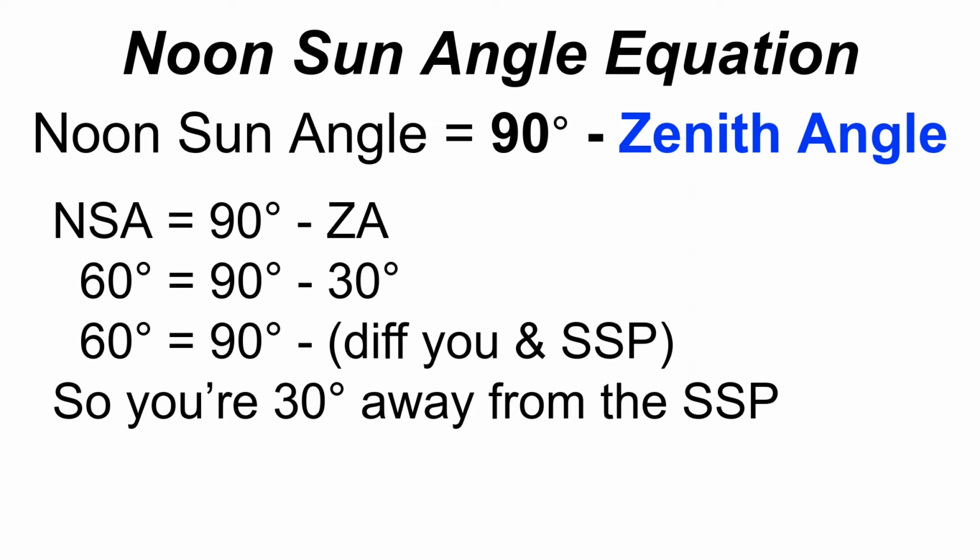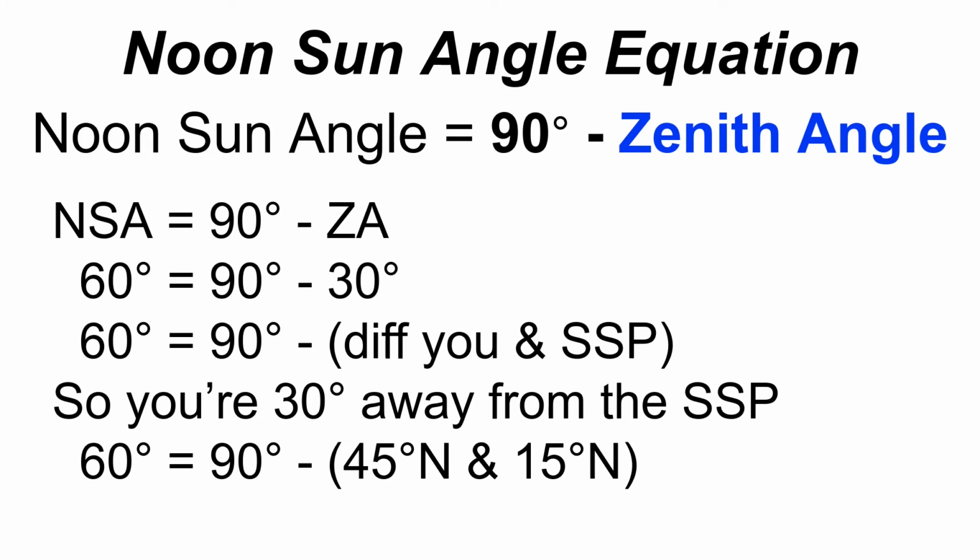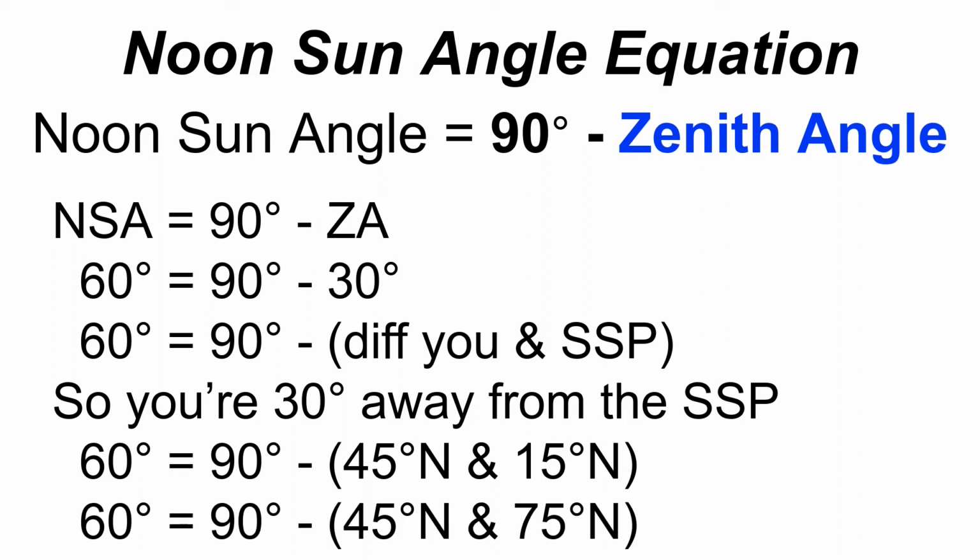Now, the people in this class who are really good at math would have realized there's 2 solutions to this. Because all I've said is you're 30 degrees away from the subsolar point. You could be 30 degrees north, or you could be 30 degrees south. So the difference between 45 north and 15 north is 30 degrees. So the subsolar point could be 15 degrees. The other solution would be if the subsolar point was at 75 north, that would also be 30 degrees away.